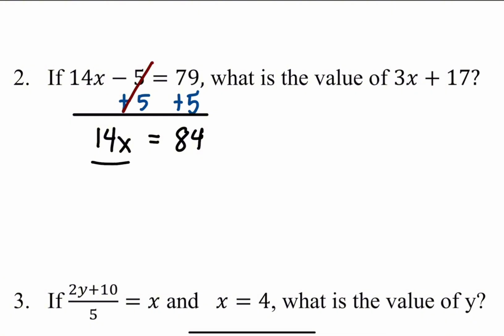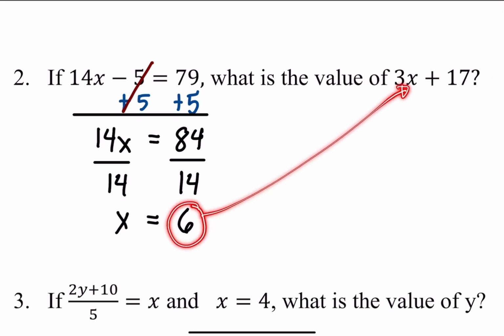Now, divide both sides by 14. So 14 divided by 14 is 1x, or simply x. 84 divided by 14 is 6. Now, in order to determine the value of 3x plus 17, we have to substitute the value of x, which is 6, in this expression.